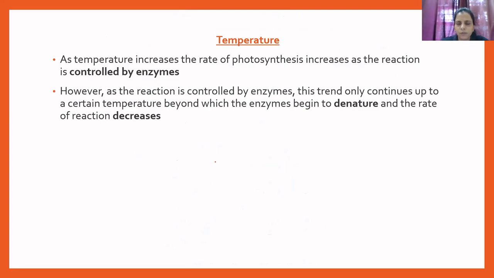The third factor which affects the rate of photosynthesis in green plants is temperature. Now about temperature, you have already studied in unit 5 enzymes, okay. I'll just tell you a little bit in detail. Temperature affects the rate of photosynthesis because the photosynthesis process in green plants is an enzymatic process. That means the entire process of photosynthesis in green plants is controlled by many different enzymes, okay.